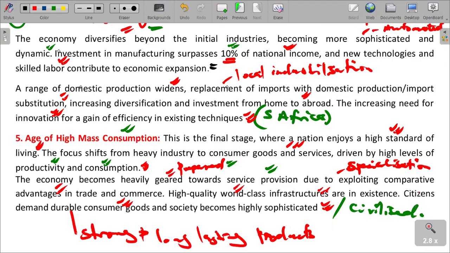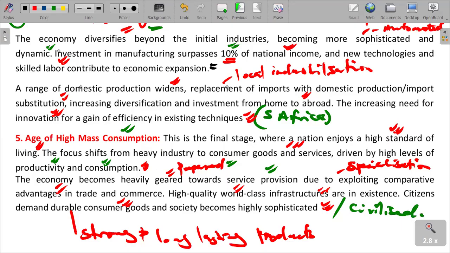There is also an increasing need for innovation in order for a country to be competitive enough in a foreign or international market. Innovation has to take place. That is also for it to increase its efficiency and improve existing techniques of business operations. So South Africa can as well fit into stage 4. South Africa can as well qualify to fall into that category.